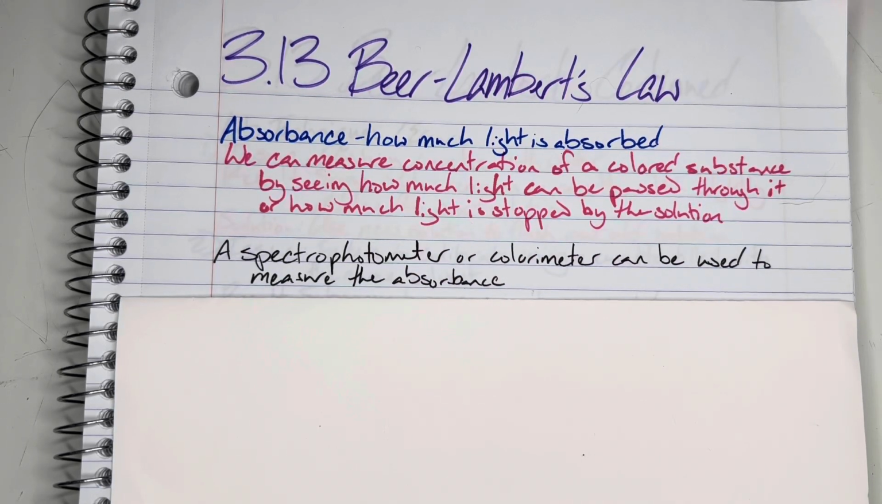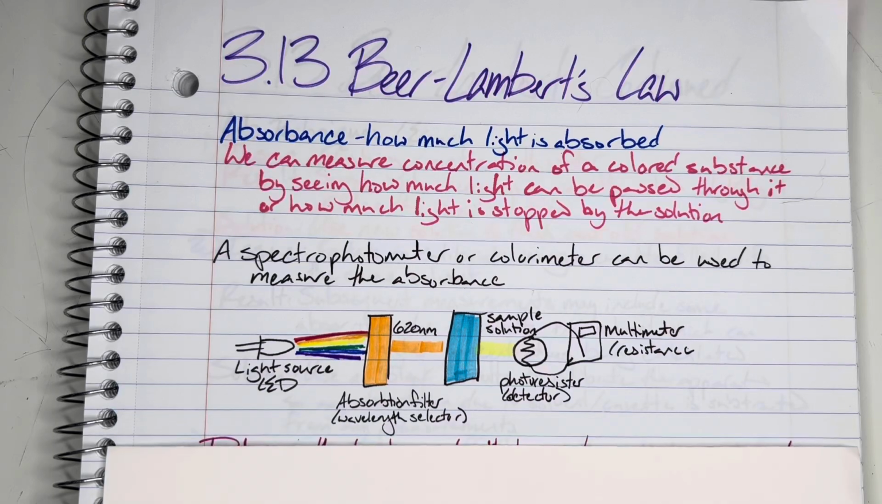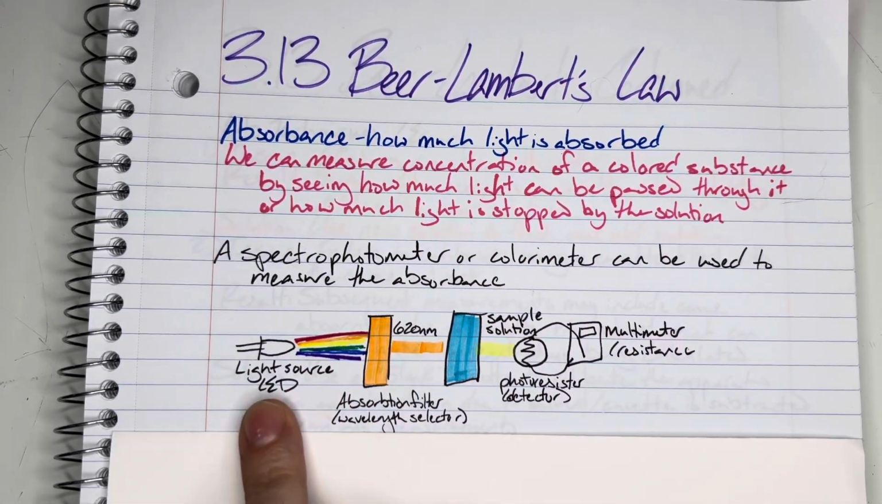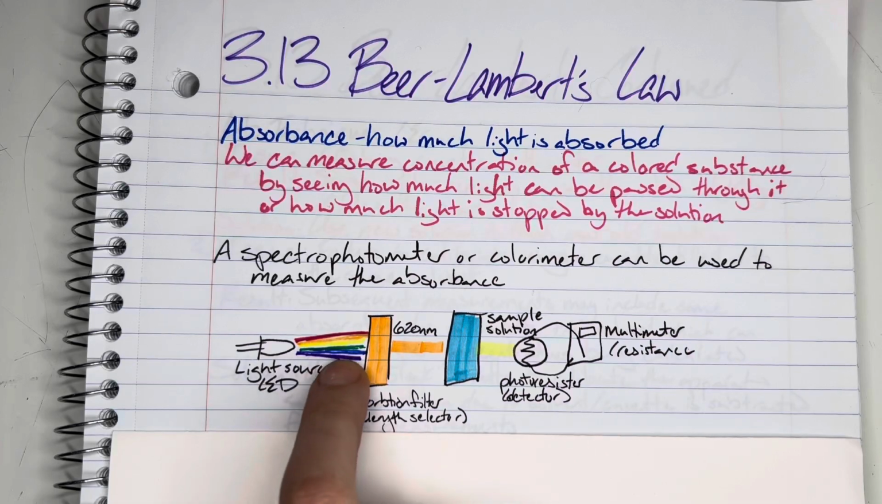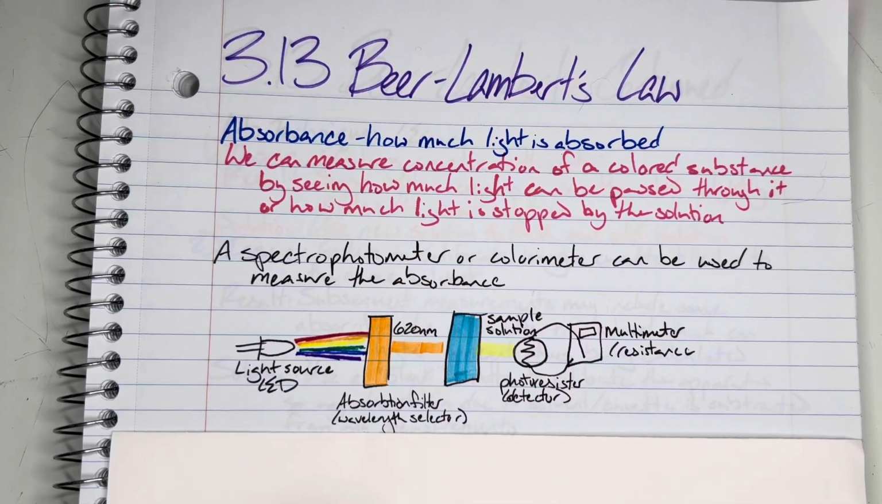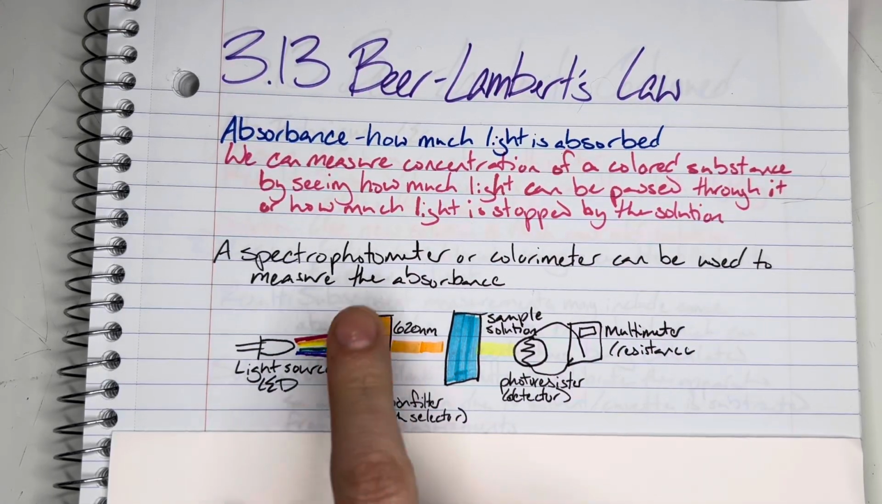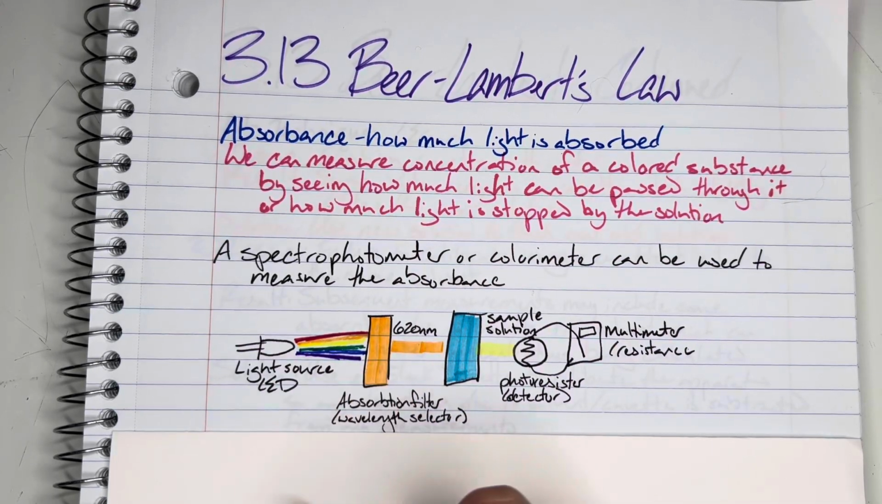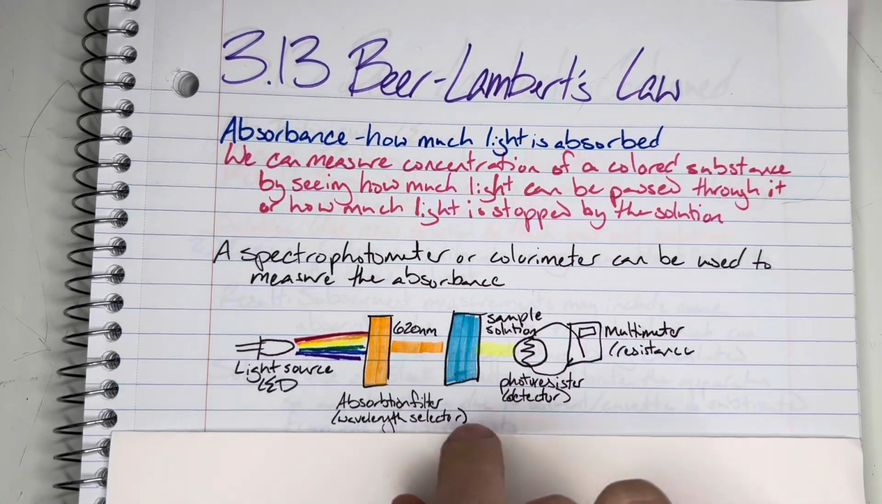We do this via a spectrophotometer or a colorimeter, which can be used to measure the absorbance. This is what the inside of a spectrophotometer or a colorimeter could potentially look like. So we will have a light source, which will be an LED, which will give off all wavelengths of visible light. We will then utilize an absorption filter, otherwise known as a wavelength selector, to select the specific color and specific wavelength of light that we want to use for our test. So here we have 620 nanometer light being what we have selected for.